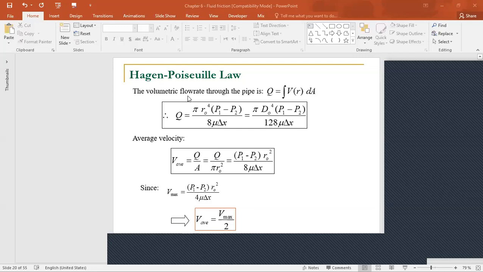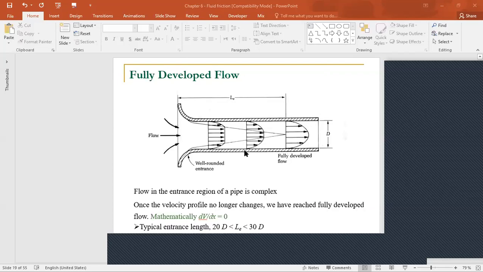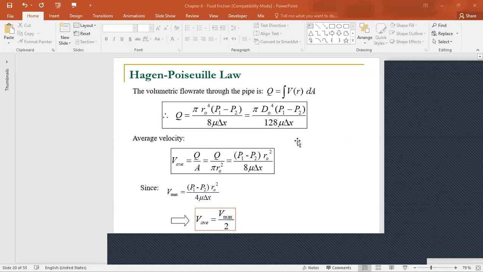What we're doing here is integrating the velocity, which we said is a function of R, the radial location, with respect to A, where A is the surface area of the flow. If you look at the flow here, this is a hemisphere or semisphere. We're looking at the flow in three dimensions, which is an area, the surface area of the flow. So the flow develops in a surface.